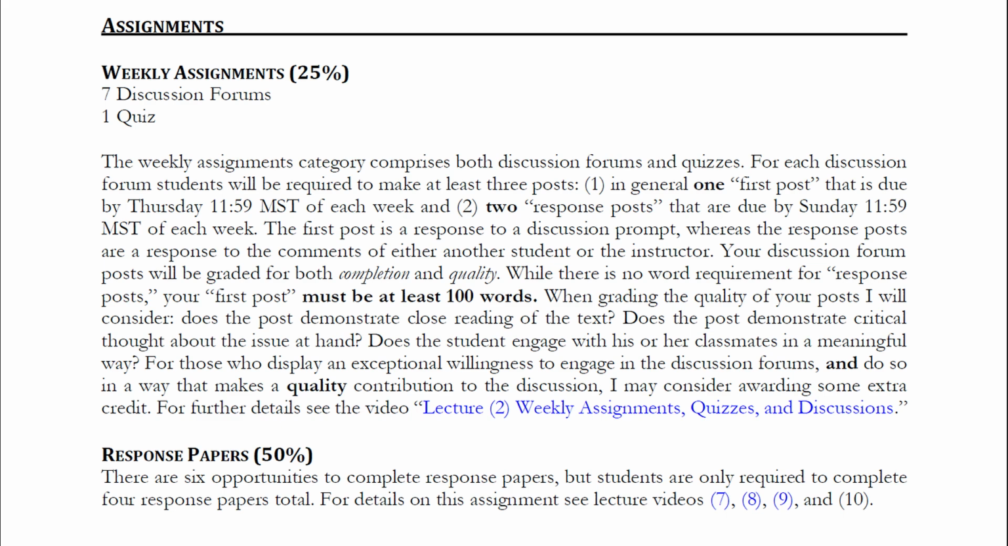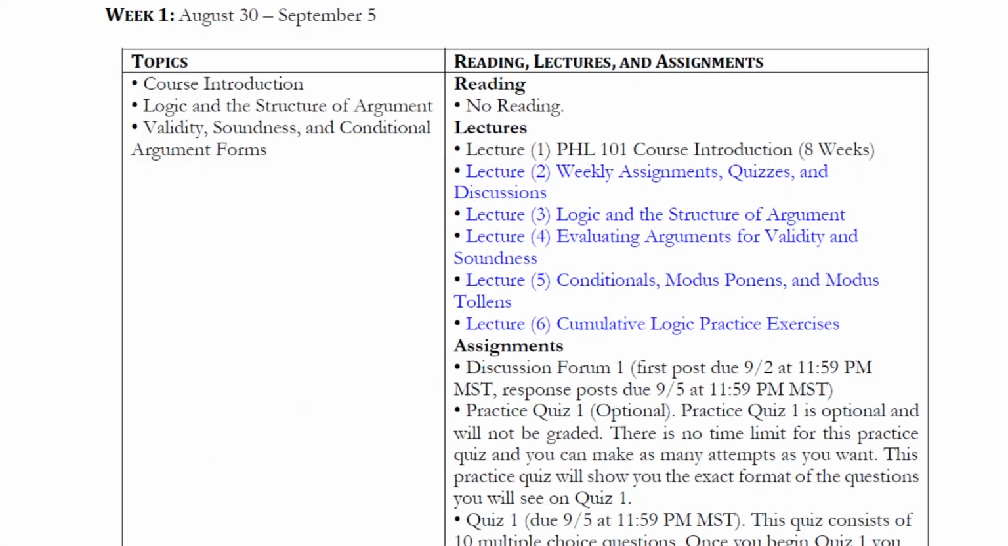However, there are a few points that I want to make about the assignments at this time. First, how do I know when a given assignment is due? You can find this information on the course schedule of the syllabus. Let's look at a few examples to understand this. For instance, consider week 1 of the class. For each week of the class, you can find the assignments you need to complete under the assignments area of the course schedule. Here we can see that Discussion Forum 1 and Quiz 1 are both due this week. And in addition, there's also an optional practice quiz.